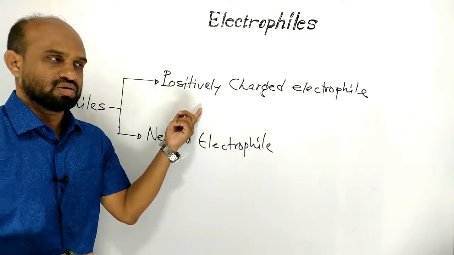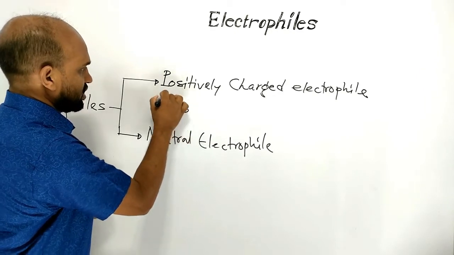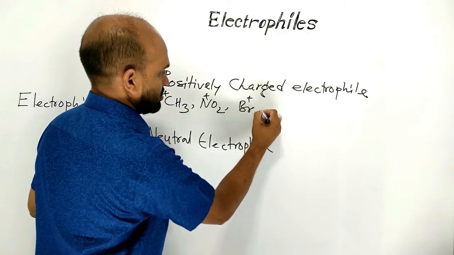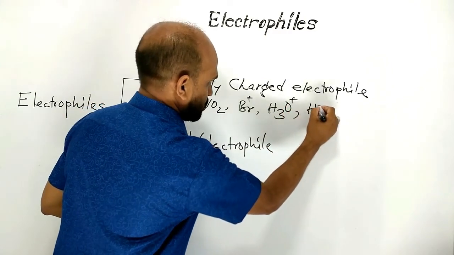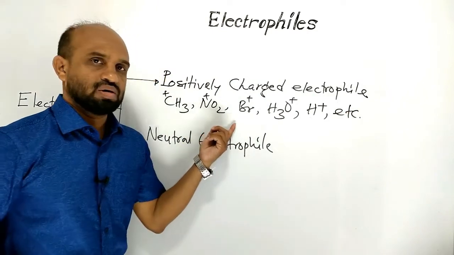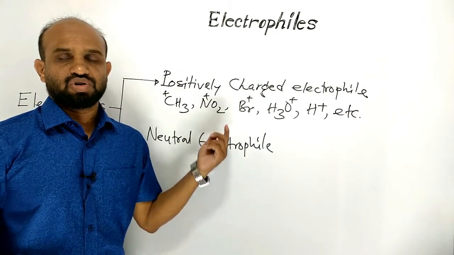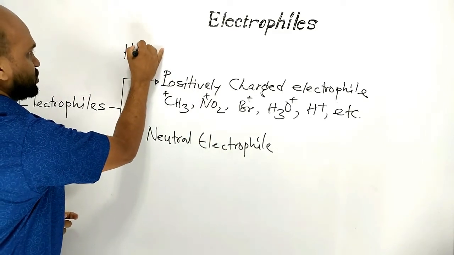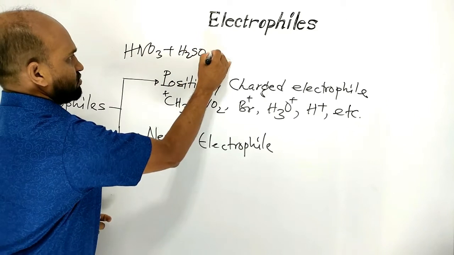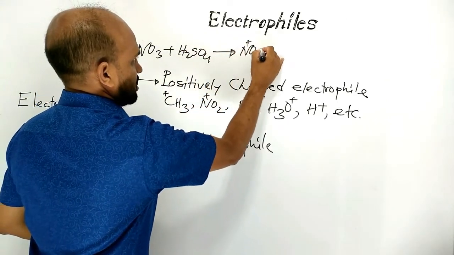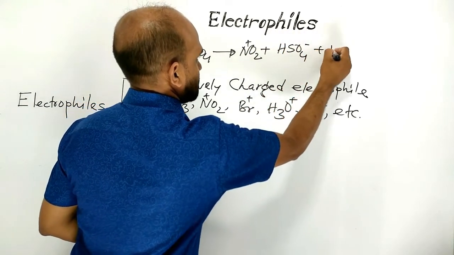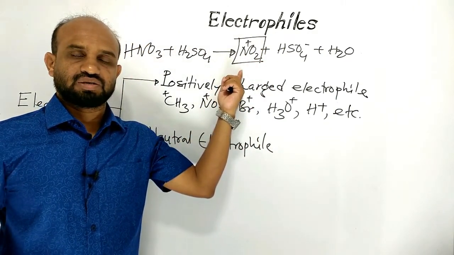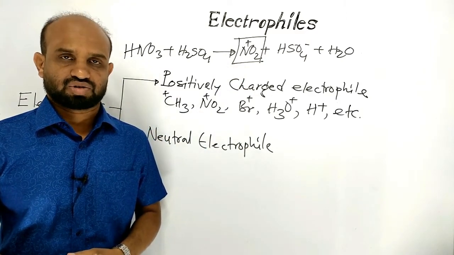Positively charged electrophiles are all cations like carbonium ion, nitronium ion, bromonium ion, hydronium ion, proton, etc. All positively charged species are positively charged electrophiles. Here, this is nitronium ion. It is produced from the reaction between nitric acid and sulfuric acid. This ion is formed along with the sulfate ion and water. So this ion is called nitronium ion, which is positively charged and acts as a positively charged electrophile.